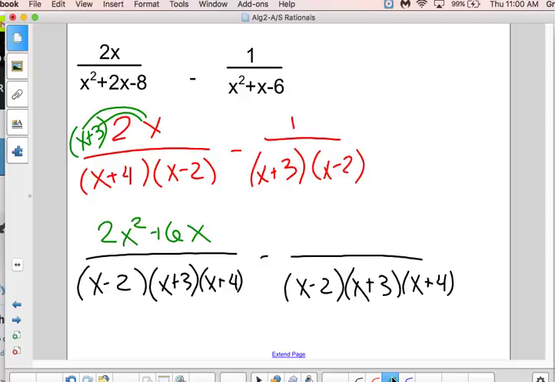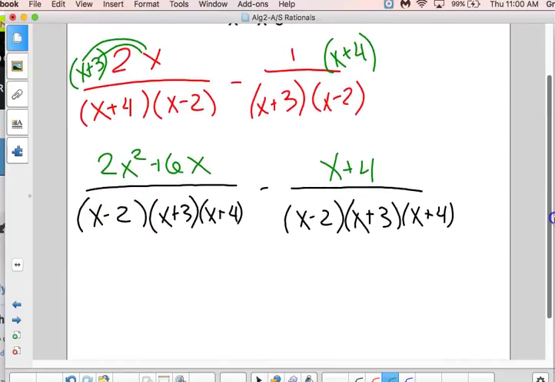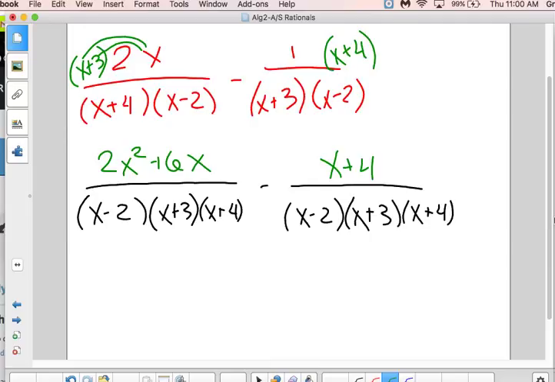Then you go on to the second fraction. What piece is this missing out of our common denominator? X plus 4. So now we can do x plus 4 as our new numerator. Getting the common denominator is just all the individual pieces, and then you just multiply that fraction by whatever pieces it's missing. Once you have a common denominator, now we can actually go ahead and do our subtraction.